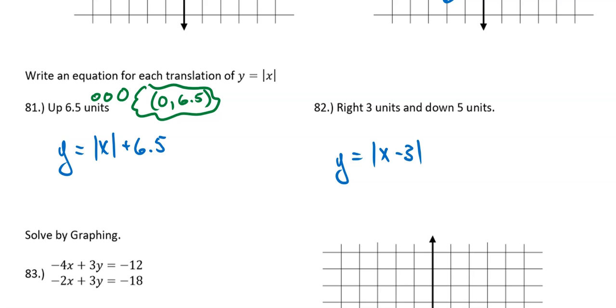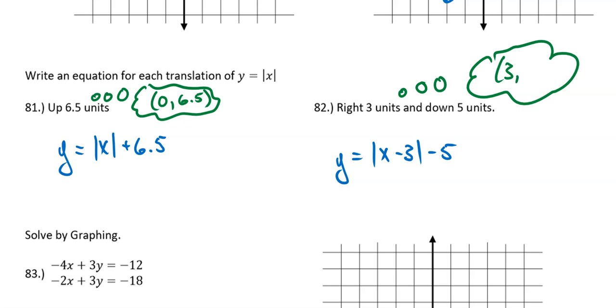If I want to move it down, I have to subtract out here, so subtract 5, and that's it. All right? You could also think of it in terms of vertex. Think about it. Instead of having the vertex at 0, 0, if I wanted it to the right 3, I'd want a positive 3 here. And then down 5, I want it at -5.